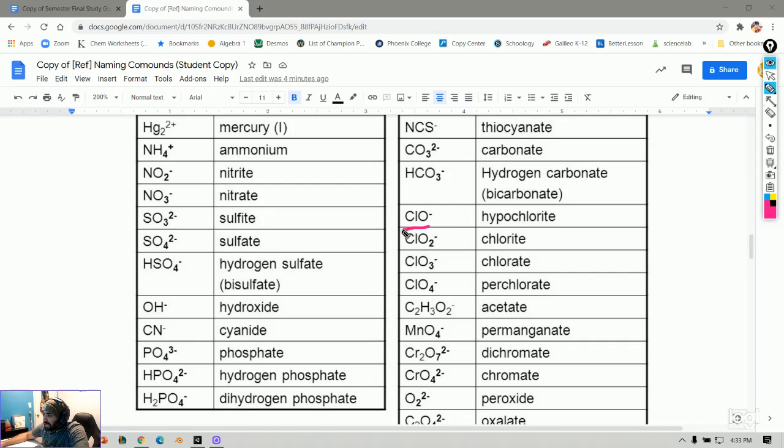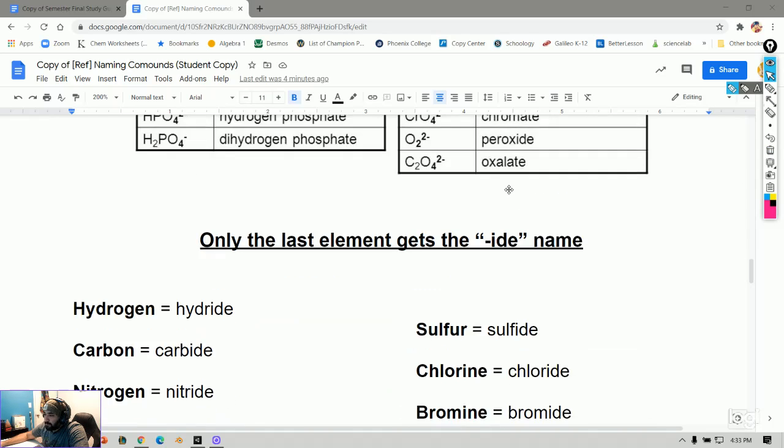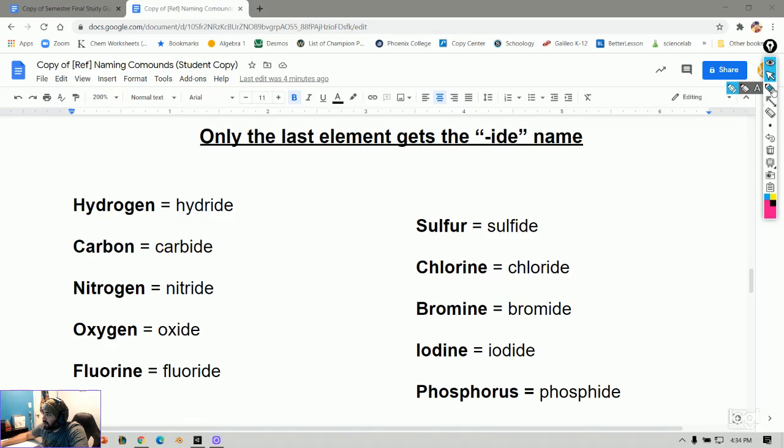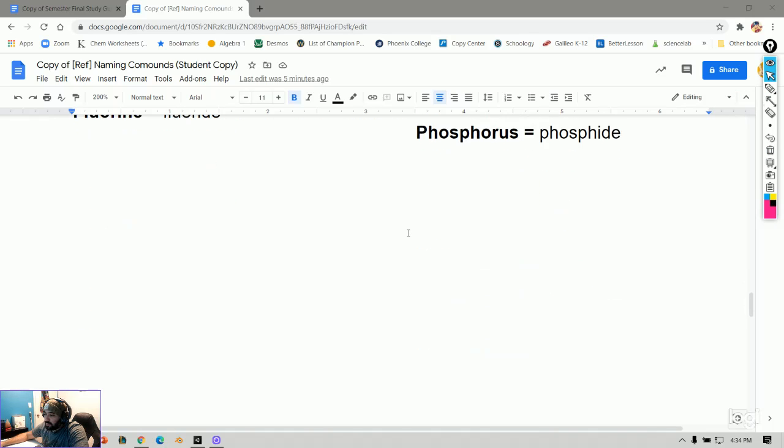Another thing where students get confused: hypochlorite is right here, ClO minus. What's the charge of hypochlorite? It's just a negative sign. Well, if it's not written, it's a 1. That's a -1 charge. And then the last two things on the reference sheet are for when we're naming compounds. When the last element ends, it's going to end with IDE. So if it's sulfur, it's going to be sulfide. If it's chlorine, you have to change the name to chloride. We call this the IDE name of the compound.